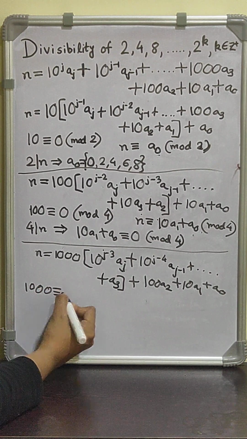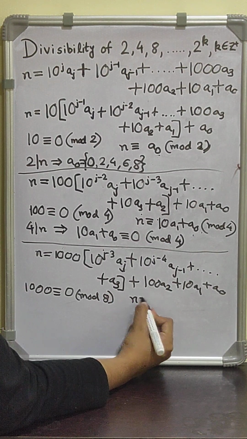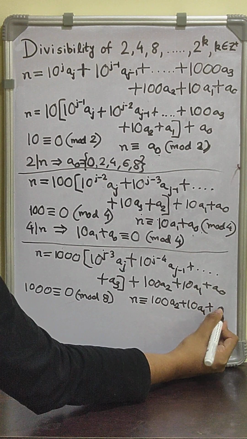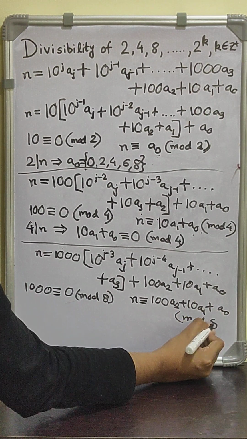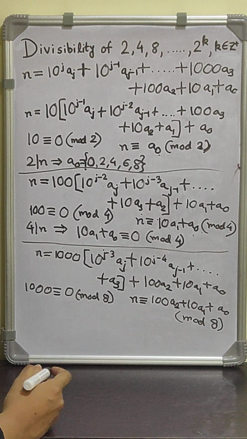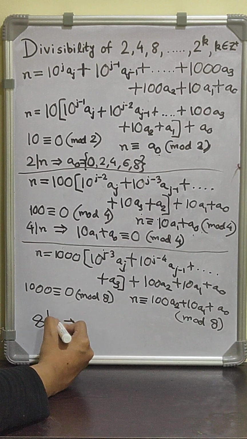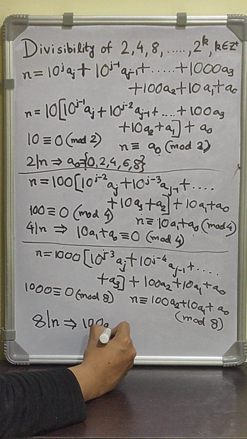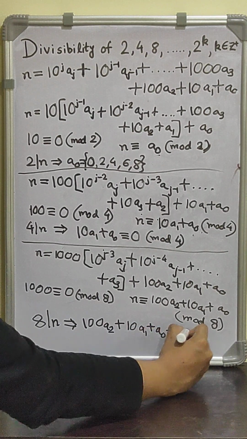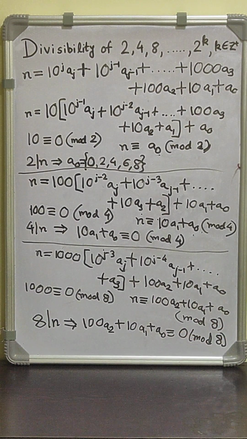So since 1000 is congruent to 0 mod 8, then n is congruent to this whole term, 100a2 plus 10a1 plus a0 mod 8. And then for 8 to divide n exactly, that means we can say n is divisible by 8 when this remainder is exactly divisible by 8. Perfect. Do we see a pattern?